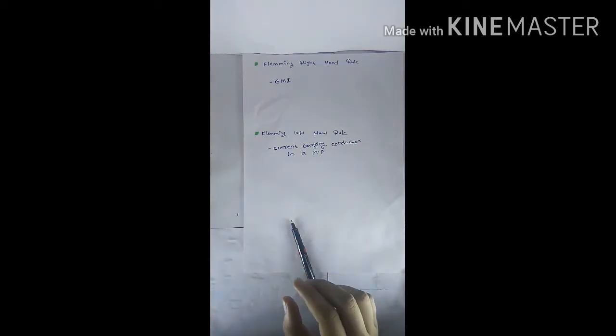In these two rules, they use the same fingers to obtain the direction of motion, magnetic field and electric current. This is the main similarity between these two rules. The difference is that one uses our right hand and the other one uses the left hand, and the scenario in which these two are applied.